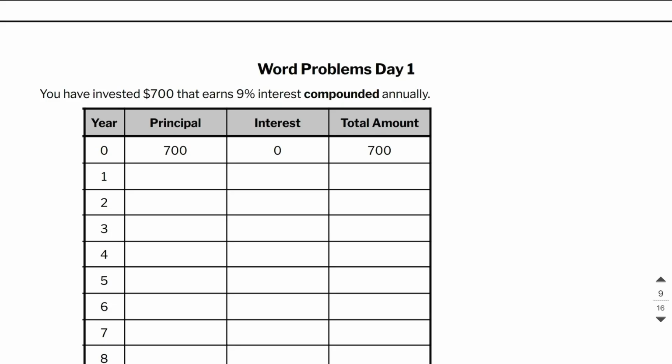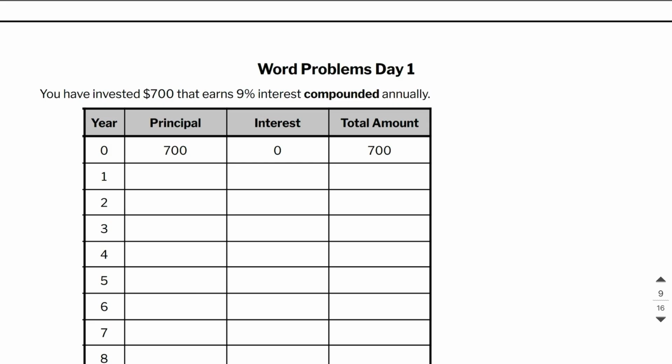Hey everyone, this video is on word problems. This is the first day on word problems for exponential functions. And let's take a look at an example that we have here. So it says you've invested $700 that earns 9% interest compounded annually.